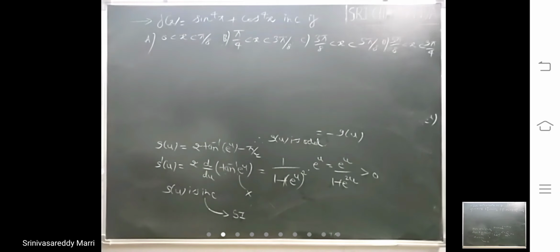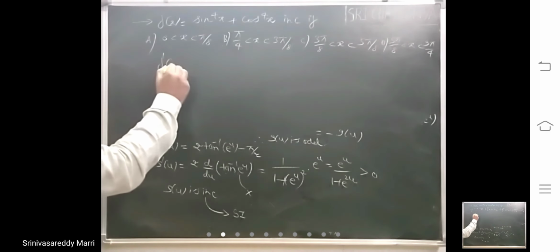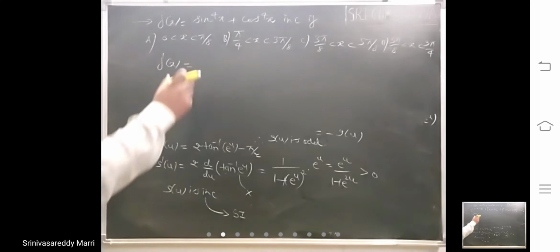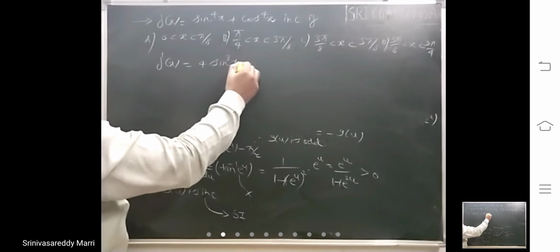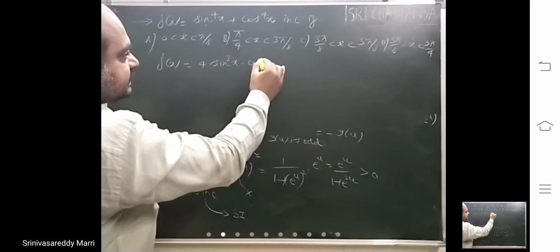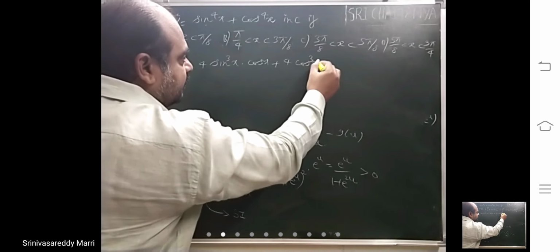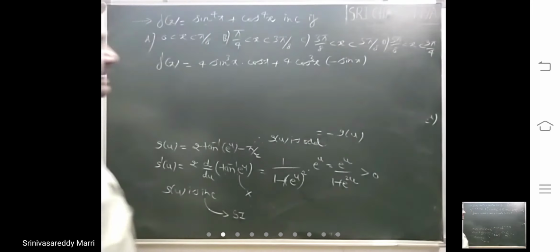Look at this. So his meaning is in which interval it is increasing. That means you have to check the interval where the derivative is positive. First let us find out the derivative. F dash x, d by dx of sin power 4x, it is just like x power 4, 4 sin cube x into derivative of sin x, cos x, plus 4 cos cube x into derivative of cos x, minus sin x.